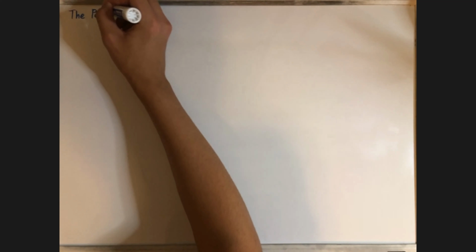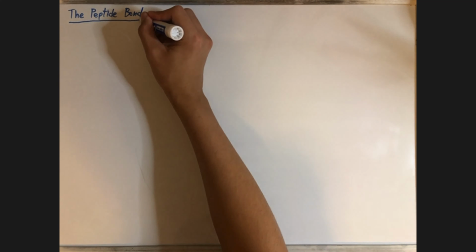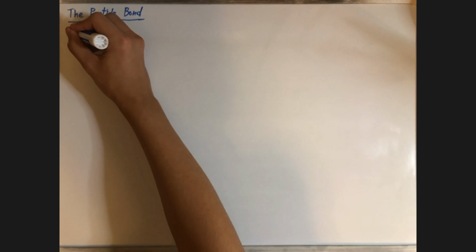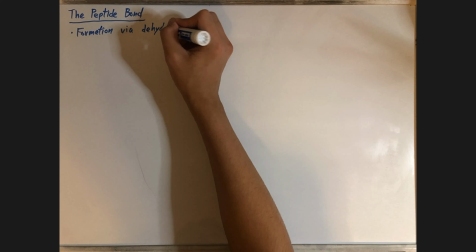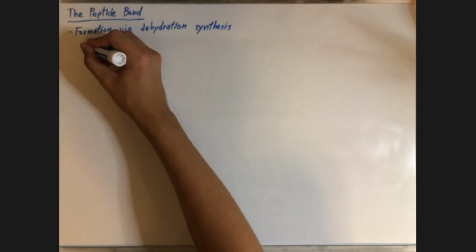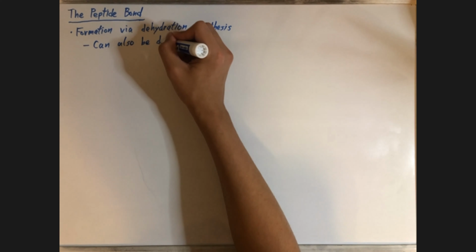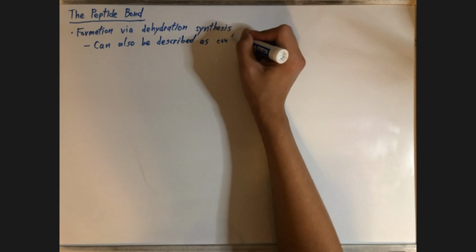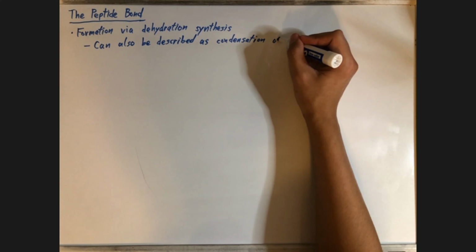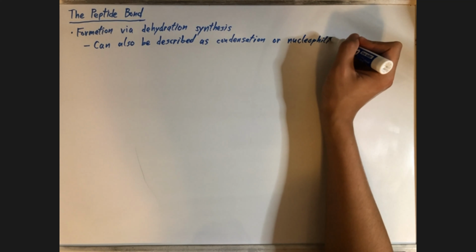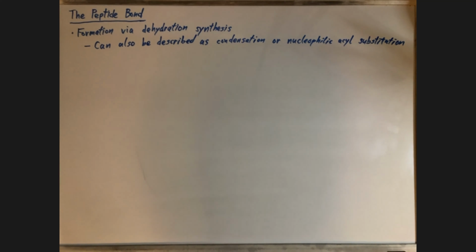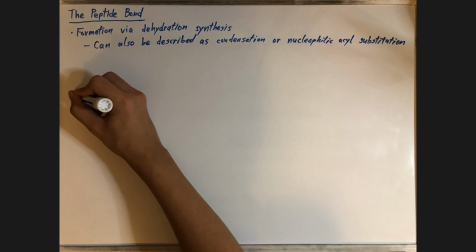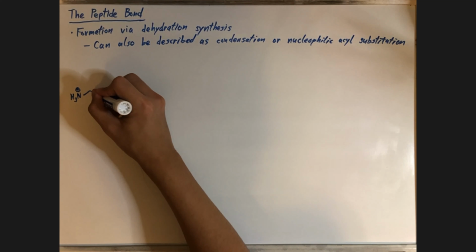Let's begin with the primary structure at the peptide bond level. Peptide bonds are formed through a reaction known as dehydration synthesis. And this reaction can also be described as condensation or nucleophilic acyl substitution, or simply just dehydration. Let's go through the mechanism of how the peptide bond is formed.